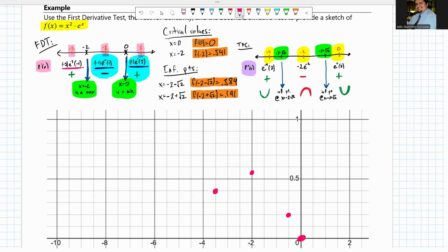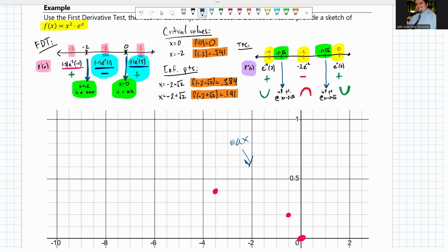Okay, so I just graphed all four of our points, our two critical values and two inflection points. Now I'm going to use my first derivative test and second derivative test to try to graph this thing out. We know that this one, from first derivative test, is a maximum. So it should sort of do something like this.